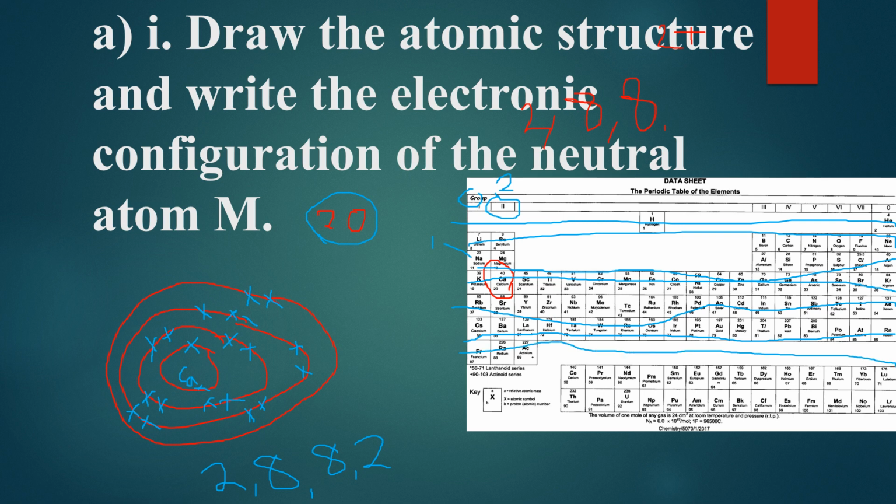Calcium is found in period 4. Why is it found in period 4? Because it has 4 shells. Simple. We can even count here: 1, 2, 3, 4. So it has 4 shells.